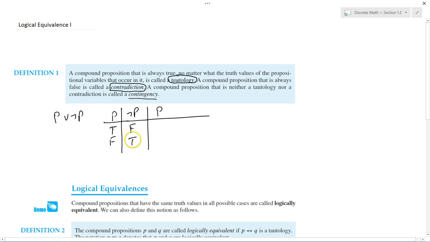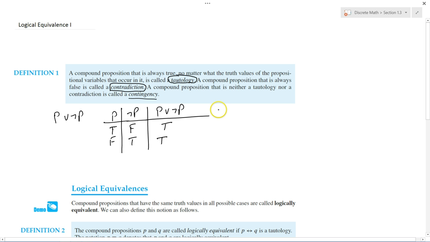And let's see P or not P. Let's calculate the column of P or not P and see what we get. So true or false is always true. False or true is also always true, right? And hence we see that this statement is always true no matter what the value of P is, and hence this is considered to be a tautology.